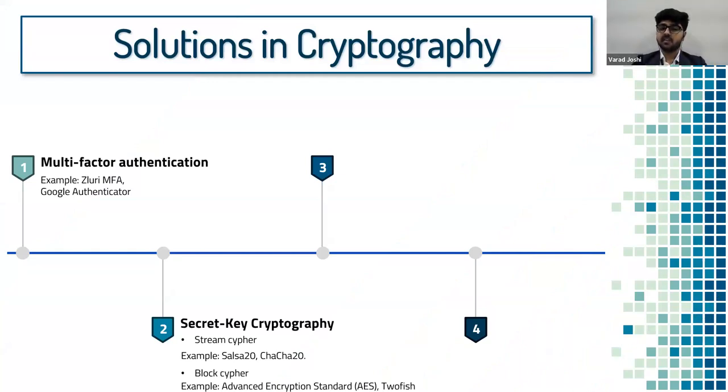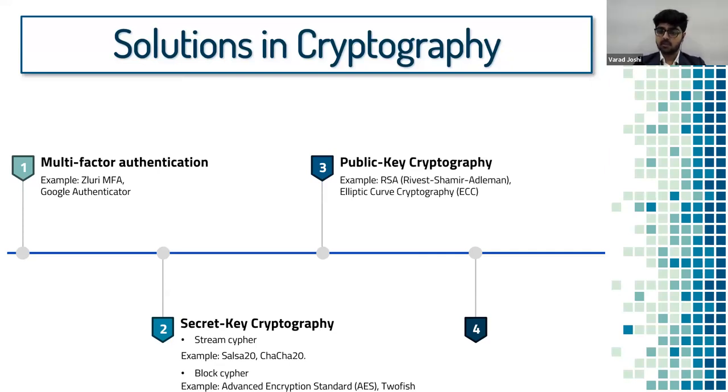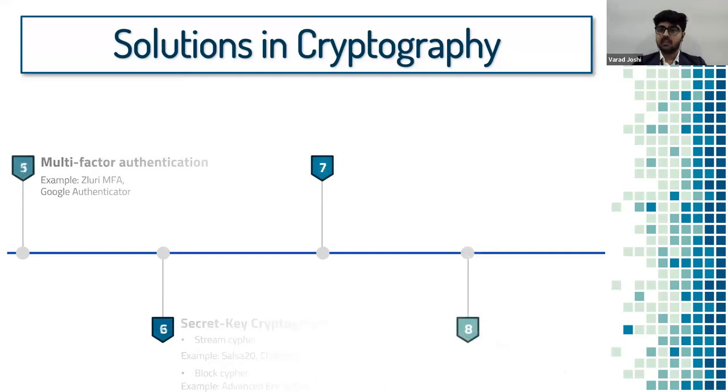The second is secret key cryptography, also known as symmetric key, as we have seen. The third one is public key cryptography, also known as asymmetric cryptography, which we have all seen previously. This is just an example of it. And the hash function, as we have seen in blockchain technology: SHA-3 and SHA-256 are the most used algorithms in hash functions, which are currently in use.